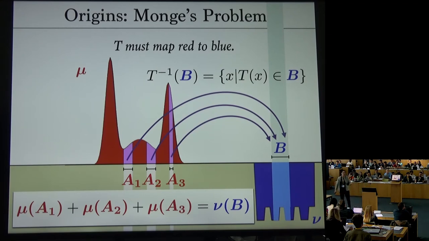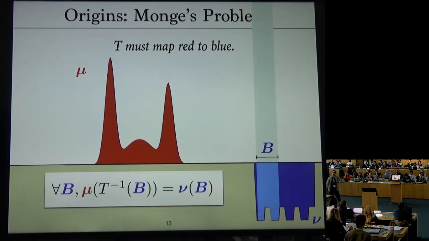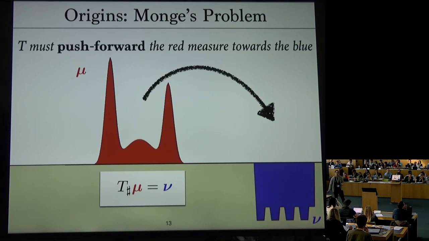So here I've just selected one particular segment arbitrarily. What you want is that this works for every segment B. Okay, so if I just move B anywhere where the second measure is supported, I should be able to find that my map T has brought me sufficient sand. So mathematically, we write this as the measure of the inverse map of B is equal to the new measure of B, nu of B. I hope I haven't gone too fast into the math here, but this is basically called a push-forward constraint.